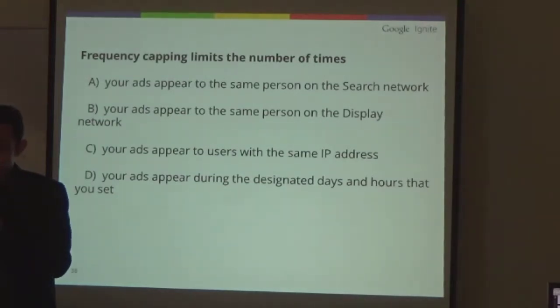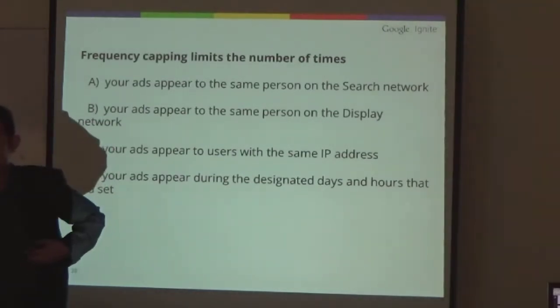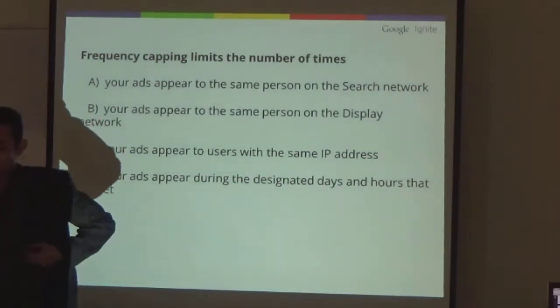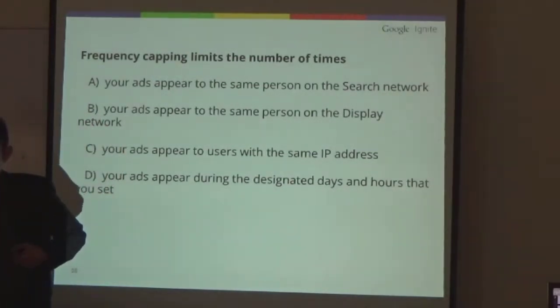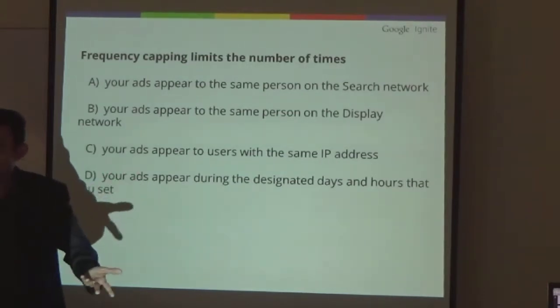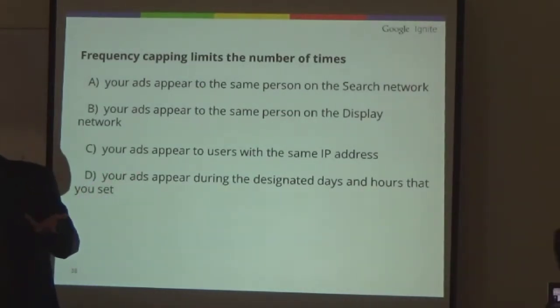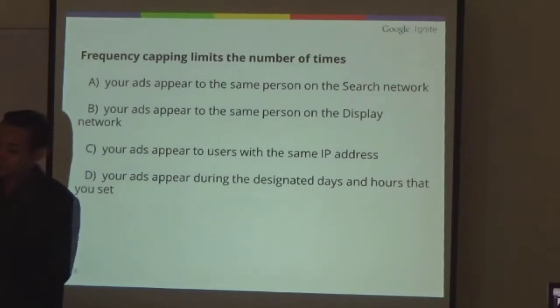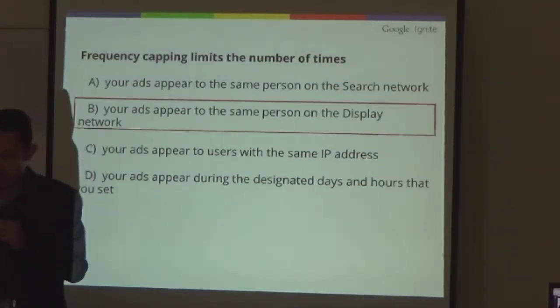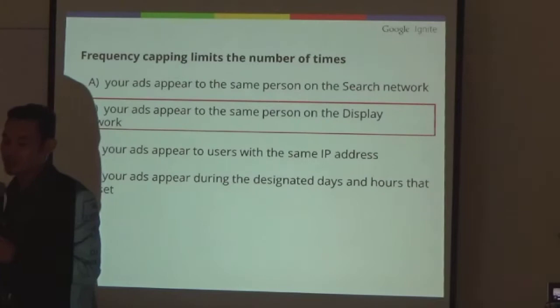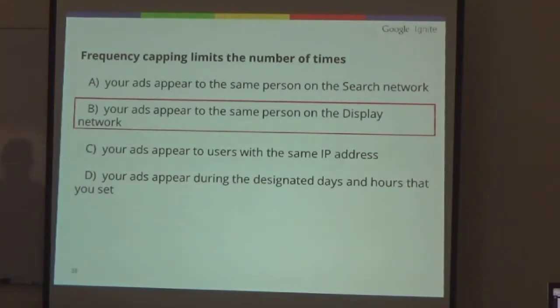How about this question? Frequency capping limits the number of times your ads do what? Appear to the same person on search network? Or B? B, right? So be careful. In the exam, sometimes you're in a hurry to submit the answers and you might not be aware of the words in between. So take note, the answer is your ads will appear to the same person on the display network. To the same person, unique user.